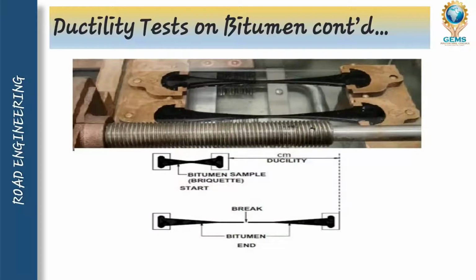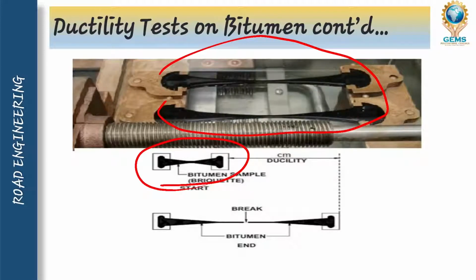This image shows the ductility test of bitumen, and this ductility test is checked by the elongation of bitumen, as you can see in this image and the experiment done in this image. This image shows how the bitumen will be stretched at the breaking point. This distance will be measured as 75 centimeters, and at least 75 centimeters of elongation should be there in bitumen, and that shows the ductility of bitumen.